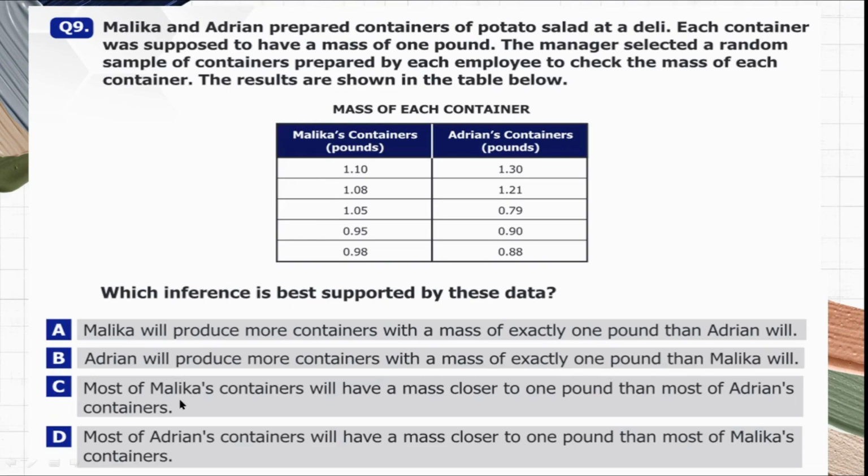Option C is most of Malika's containers will have a mass closer to 1 pound than most of Adrian's containers. If we look at the data given in the table, we can say that most of Malika's containers have a mass closer to 1 pound as compared to most of Adrian's containers. So option C is the correct one. As option D is opposite of option C, so D is incorrect.